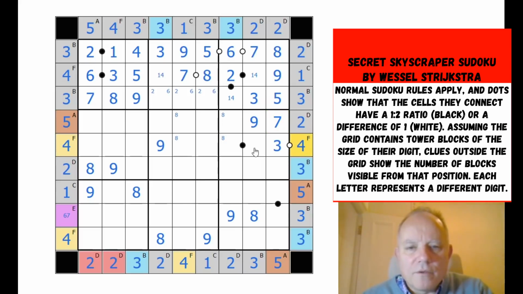Now, a 4 clue here. This can't be 3, 6. But it could still be 4, 8. Or 2, 1. Or even 2, 4. I don't see why it can't be any of those possibilities. 8, 9, 5, 7, 3. What about this? This can't be 3, 6, and it hasn't got an 8. It must have a 2.